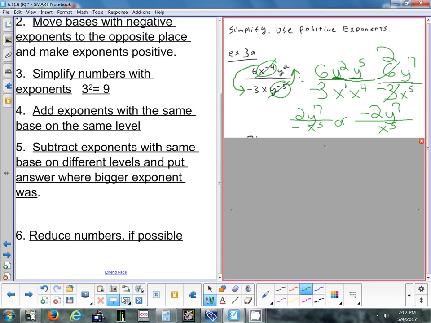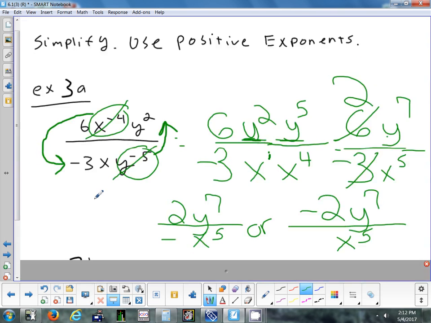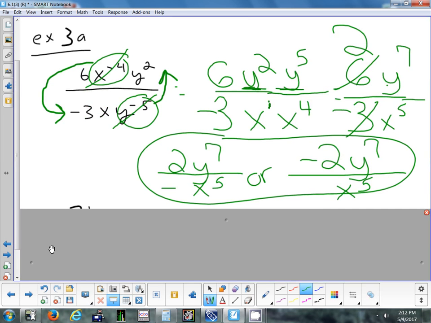Either one is fine. Whether you have the negative on the top or on the bottom, it doesn't matter. Don't have it in both places, because what does that mean? Negative on the top and negative on the bottom, it's going to become a positive, right? So we don't want it in both places because it'll become positive. So for this, either one works, all right?